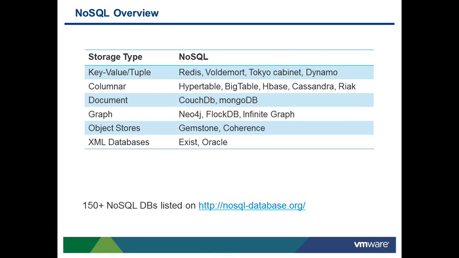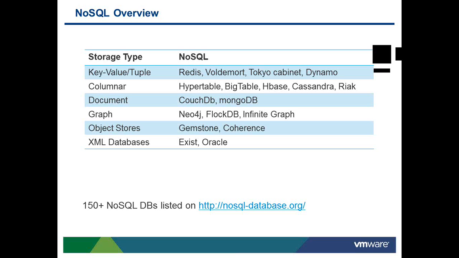So there are a couple of NoSQL storage types. One of the fundamental ones, the initial one, is the key-value or tuple kind of store. There are multiple vendors in this area: Redis, Voldemort, Tokyo Cabinet, and Dynamo. And then the columnar stores, where we talk about Hypertable, Bigtable, HBase, Cassandra, Riak. This is not a complete list, of course. We will be talking about a few examples.